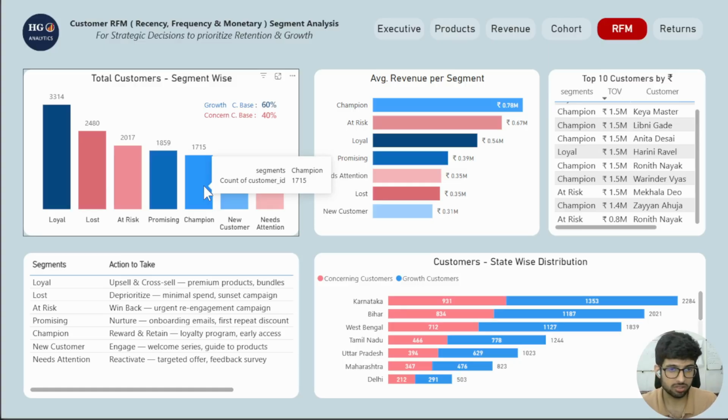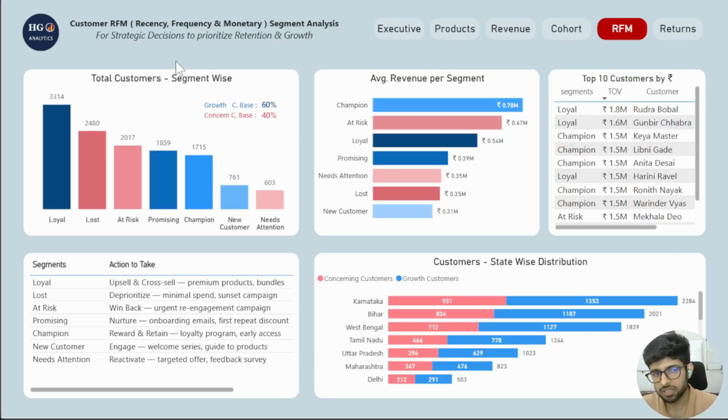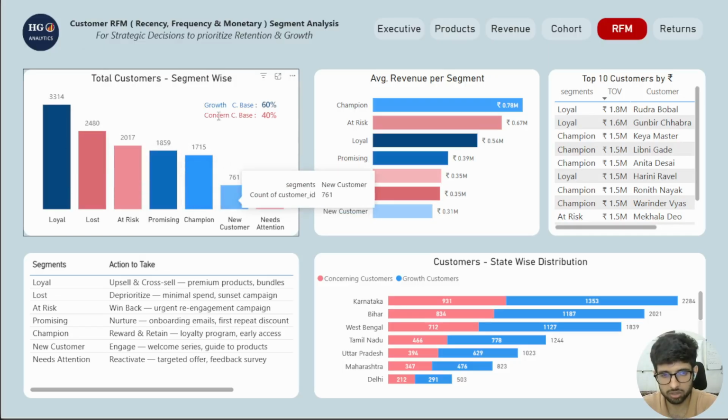Okay, and new customers are obviously low frequency, low monetary, but high recency. Okay, you can also see I have made a very intelligent coloring scheme to show these are our growth customer base. And this is the scheme that runs along in this tab.